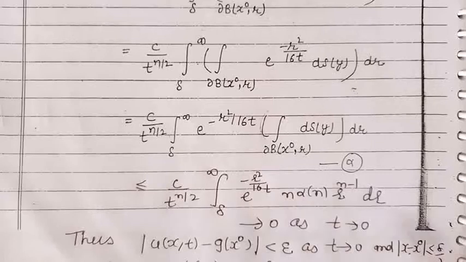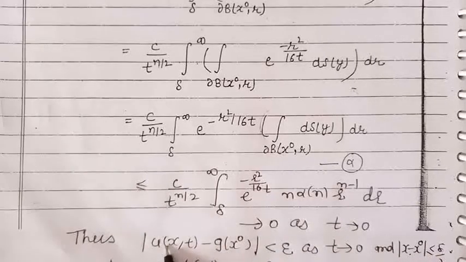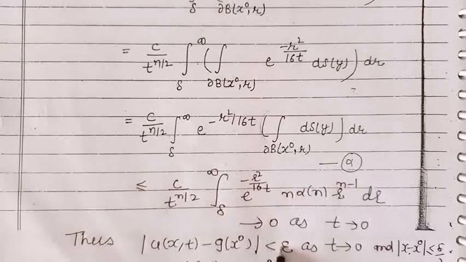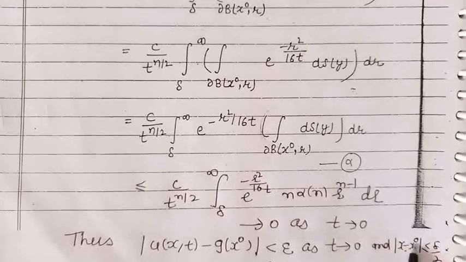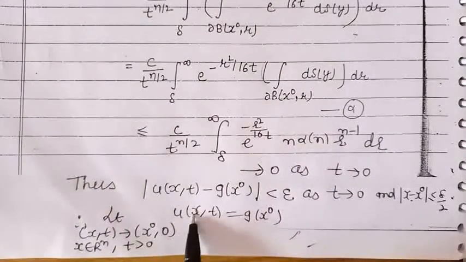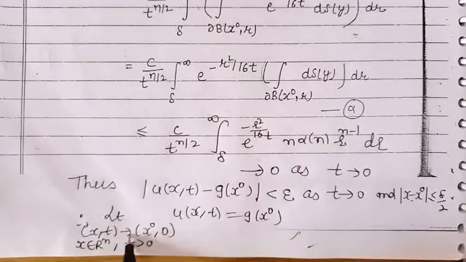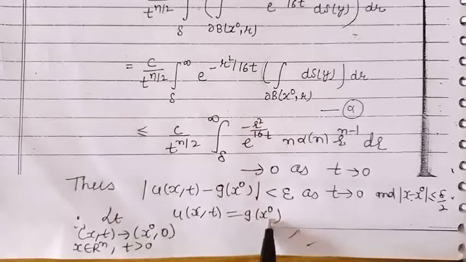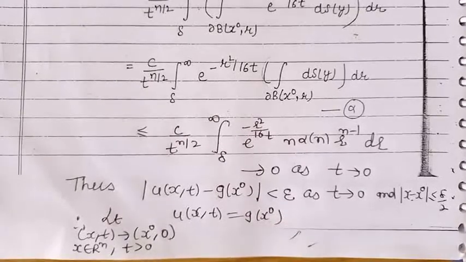So we have obtained that the absolute difference of u with g at x naught is less than epsilon as t approaches 0, whenever the absolute difference of x with x naught is less than or equal to delta by 2. So we can say that the limit of the function u as the point (x, t) approaches the point (x naught, 0) is given by g at x naught. So this proves the third part of the given problem. So this completes the topic, the solution of the initial value problem.